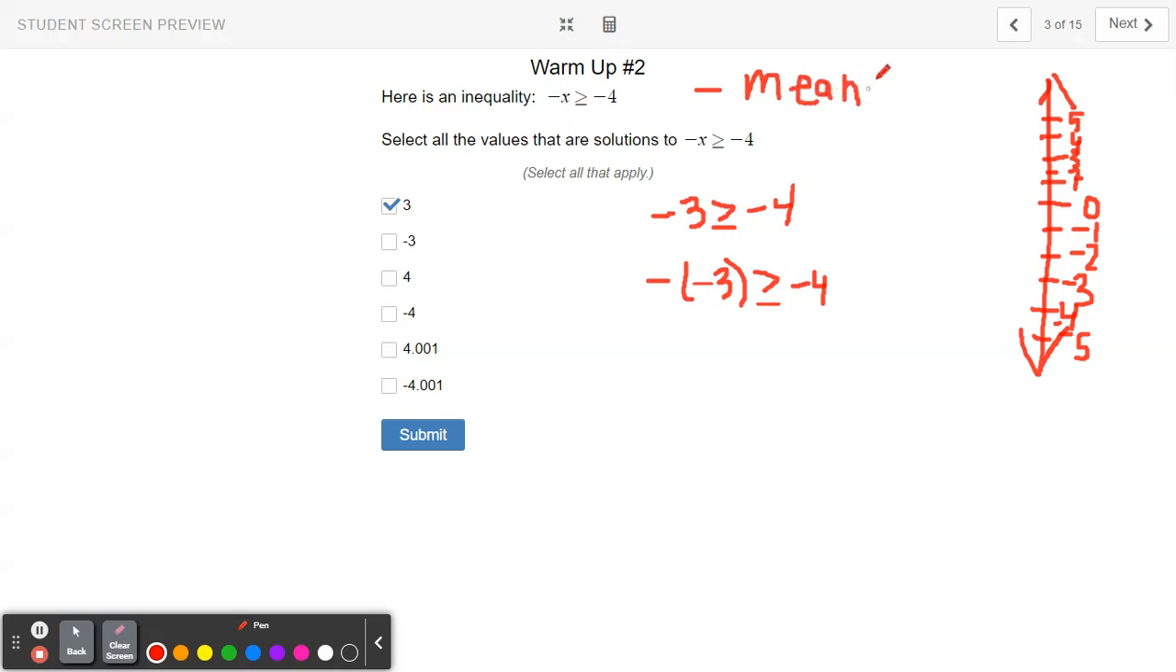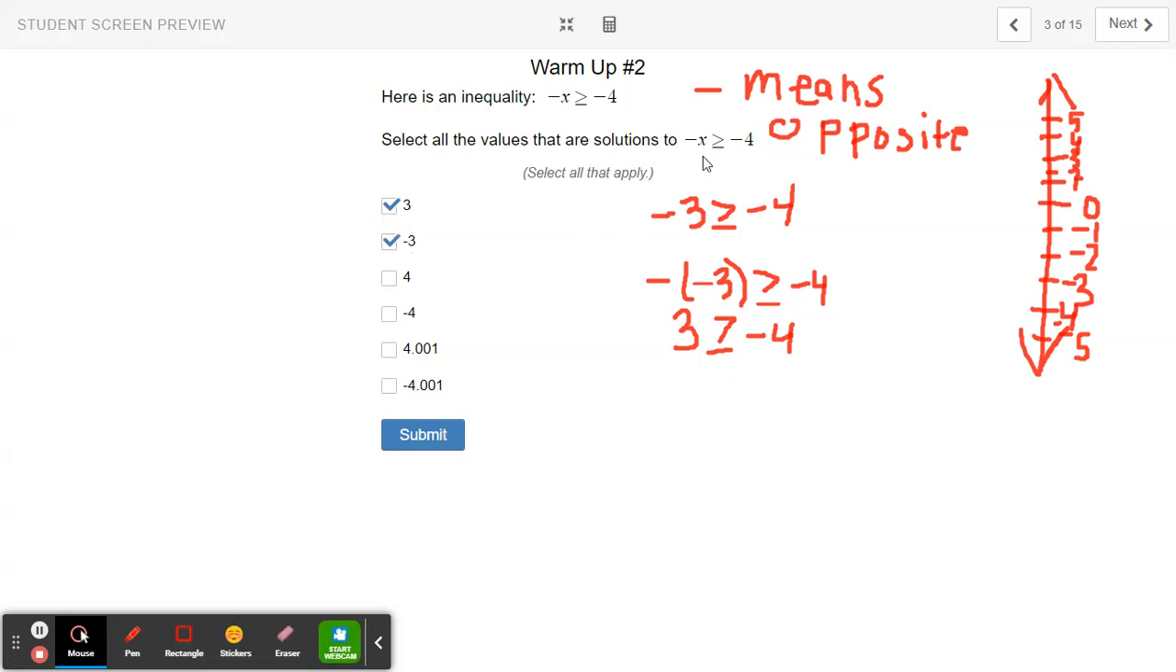So let me finish writing this in. What that means is we are looking for the opposite of negative 3. Well, the opposite of negative 3 is actually a positive 3. That's what this means. So is positive 3 greater than or equal to negative 4? Yes. A positive is always going to be greater than a negative, no matter what the positive is. So the negative 3 for x actually works as well.